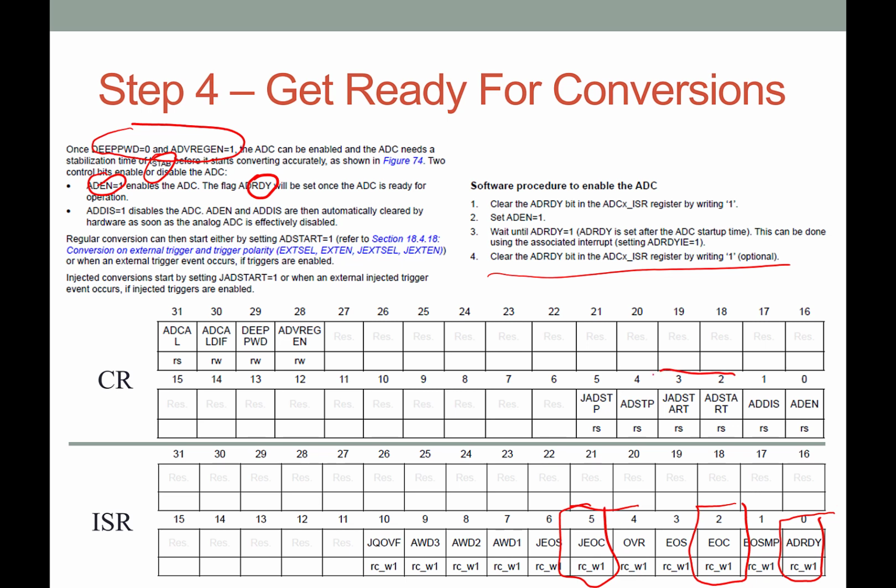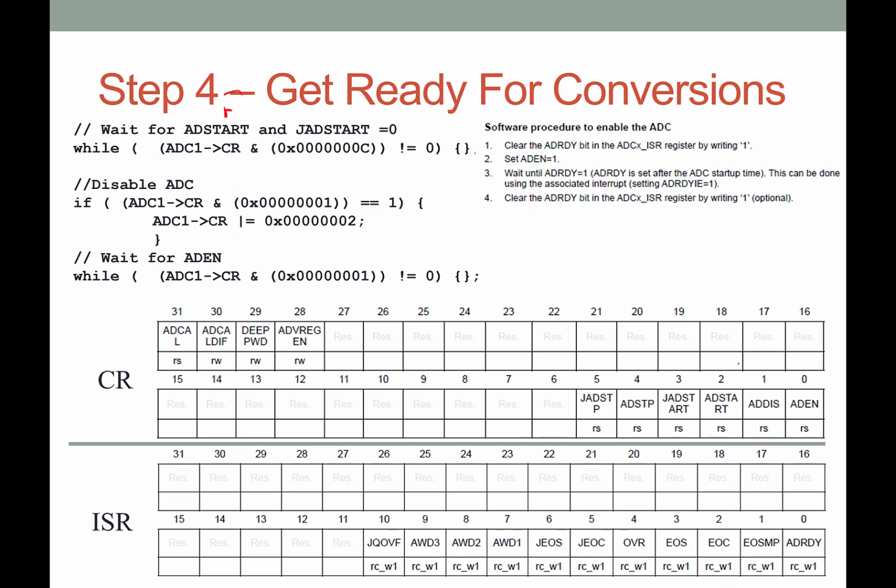And remember, we have the AD start and JAD start to start the conversion. Okay, so you can see that what this is giving you are little sections to talk about waiting for the AD start, disabling the ADC converter, and then waiting for the A to D enable. It's just giving you ways to do that here with simplistic sort of while statements.